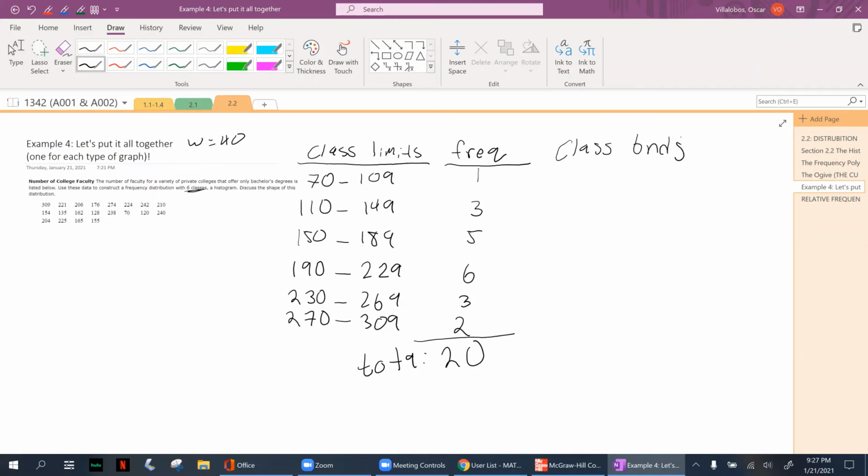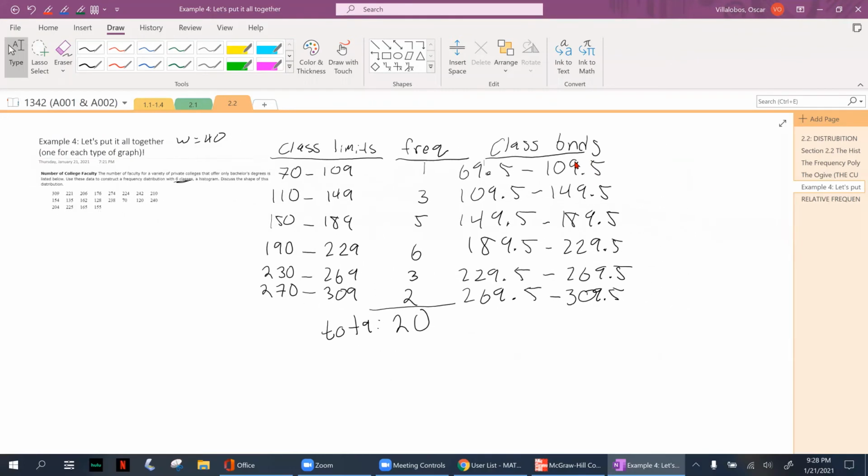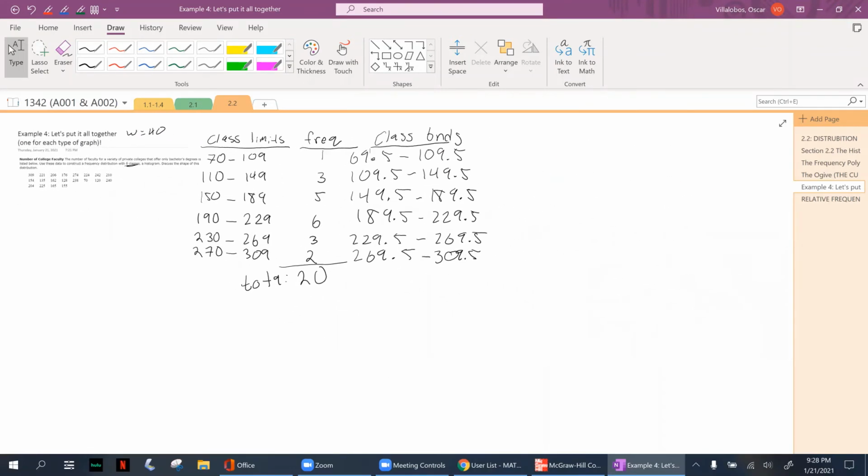All right, and let's do some magic. Well, we know this one here is going to be 69.5, and this is going to be 109.5, and we'll be right back. And ta-da, magic. And here we are. Here are my class boundaries. Those are my class boundaries there. And what do we have to do now? Well, we said it's a histogram.